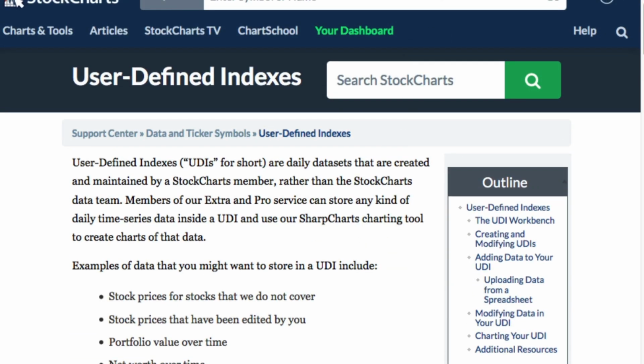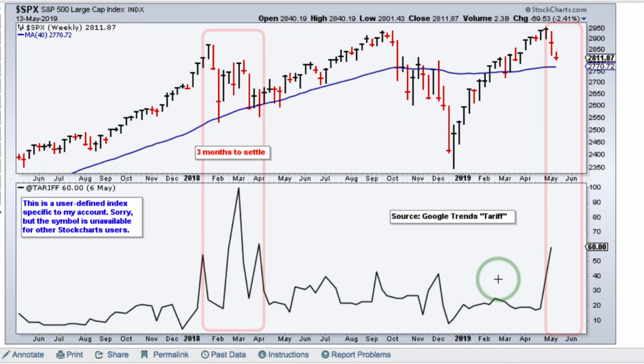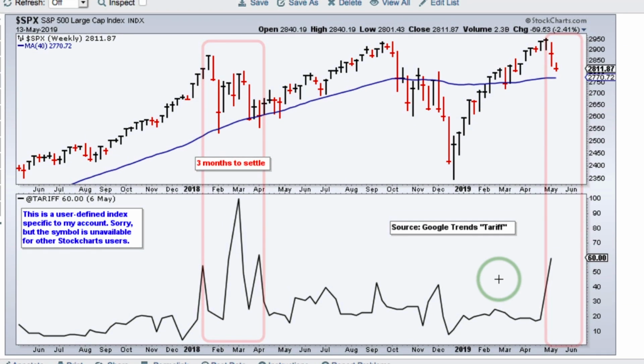Now, I would point out that the user-defined index is specific to each user. In other words, it's in your account and it cannot be shared with other StockCharts users. I'm sorry about that. It is unavailable. So this user-defined index I've created is with the symbol at tariff, but it is only in my account, so you won't be able to click on this chart and save it. So there's the Google Trends chart for the interest in tariffs.